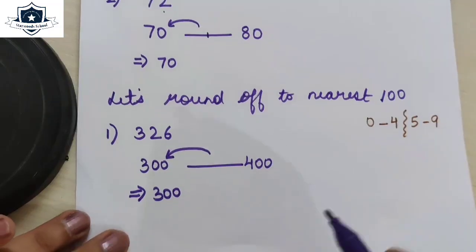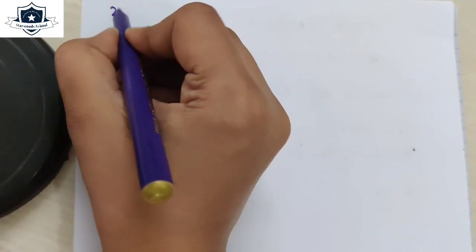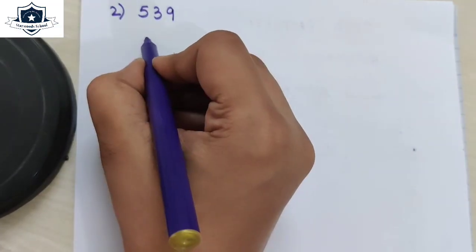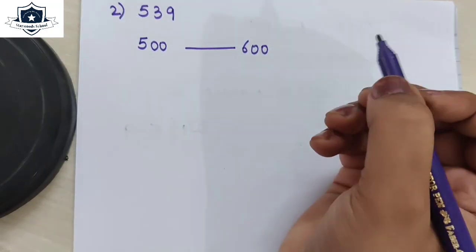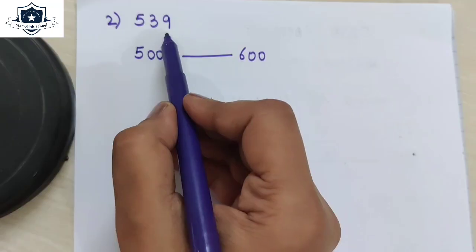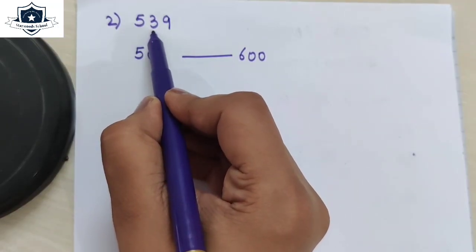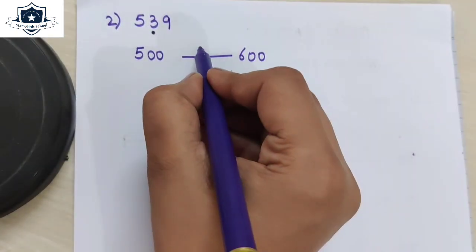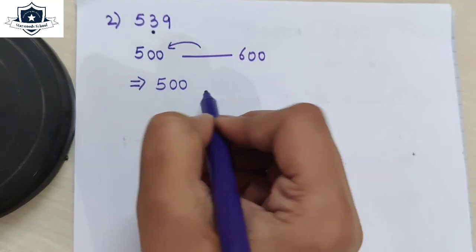Let's take up another example. The second example we are taking is 539. The range is between 500 and 600. As we have to round off to the nearest 100, two zeros are there in 100, so first and second, two places we'll consider. This is falling into the lesser bracket, 0 to 4, so the number will jump off here. The answer would be 500.